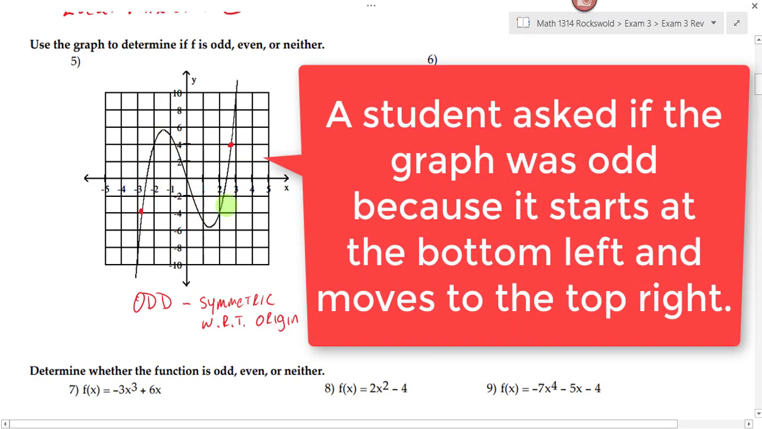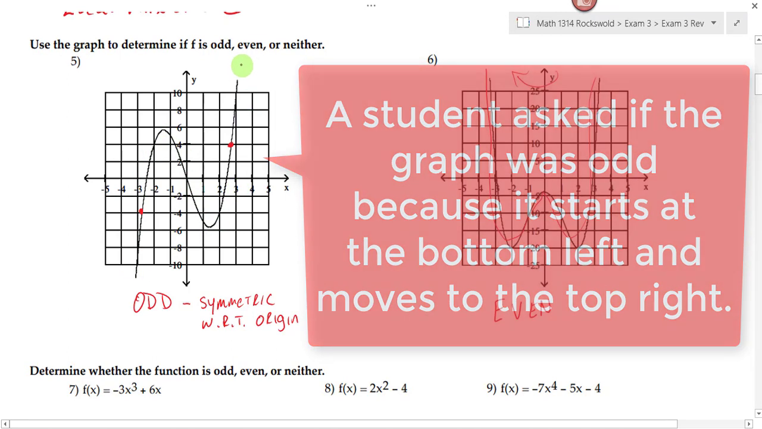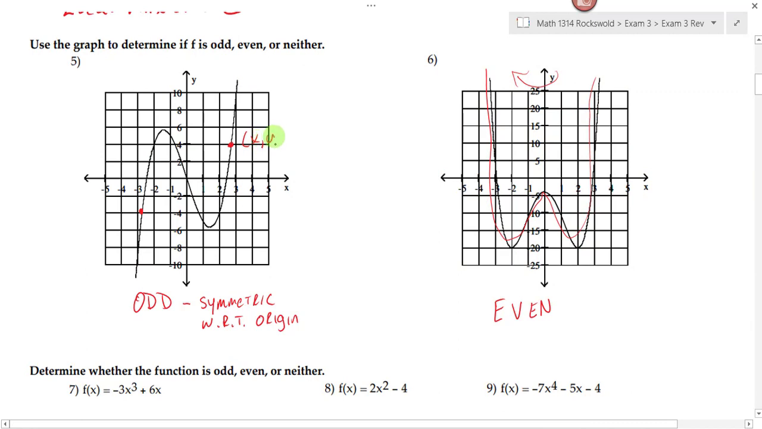No, it's increasing because it does that. It's not even because it starts down here and goes up. If you have a point x, y on the graph, you're going to have a matching point at -x, -y. On an even function, if you have a point x, y on the graph, you'll have a matching point at -x, same y value.